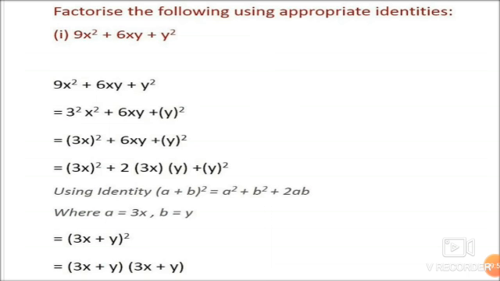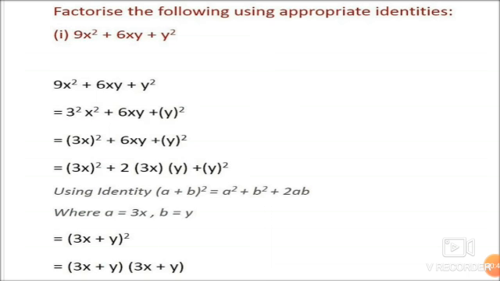So in this case also it is a very easy example, you can observe and do it fast. 9x² + 6xy + y². 9 can be written as 3², x² right as it is, plus 6xy plus y². So 3x whole square plus 6xy plus y², where 6xy means 2 into 3x into y. So observing carefully, students, this expression is completely similar to the (a + b)² formula, I mean a² + b² + 2ab. Now you can compare these two, then you will get the answer.